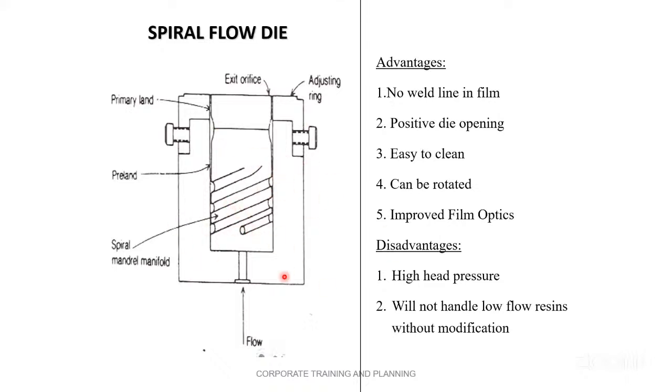Then high head pressure. See, this is the disadvantage. Because here, very smooth material is going, but there is a pressure build-up due to the spiral grooves in the manifold. High pressure will develop at the head. And you cannot handle the low flow regime without modification. Therefore, it requires a high flow material, like polystyrene, right? इसका flow बहुत ज़्यादा है. For such a material, it is possible.